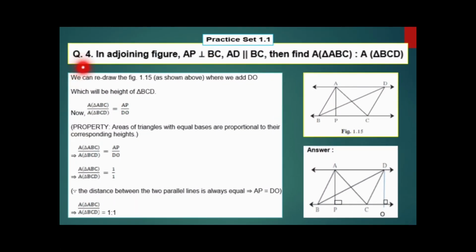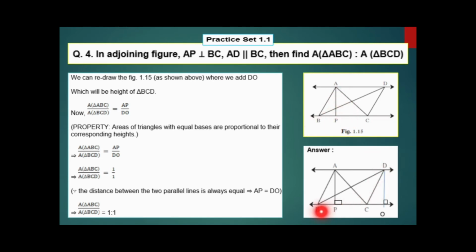So see question number 4. In the adjoining figure, AP perpendicular to BC, AD parallel to BC. Then find area of triangle ABC to area of triangle BCD. This is triangle ABC and this is triangle BCD. If you observe these two diagrams, in the first triangle the height is given, that is AP is the height because AP is perpendicular to BC. So this AP is the height of triangle ABC.